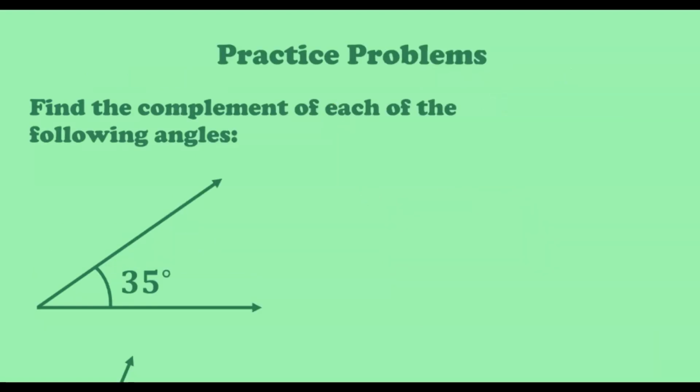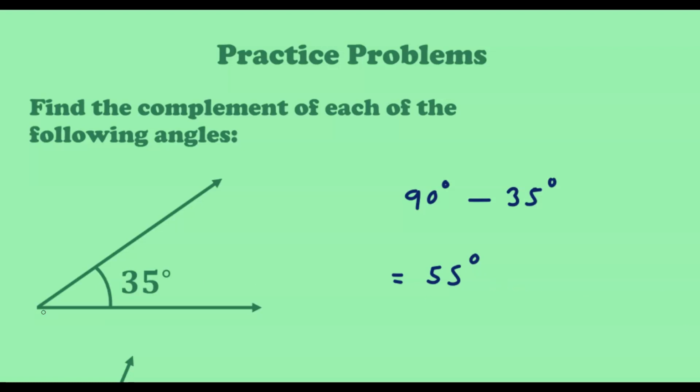Let us find the complement of each of the given angles. Now the first angle is a 35-degree angle, and we want to find its complement. So 35 degrees and what angle are complementary angles? Now if we add those two angles, we should get 90 degrees. So if we subtract 35 degrees from 90 degrees, then we will have the complement of 35 degrees. And 90 degrees minus 35 degrees is equal to 55 degrees. So the complement will be 55 degrees.